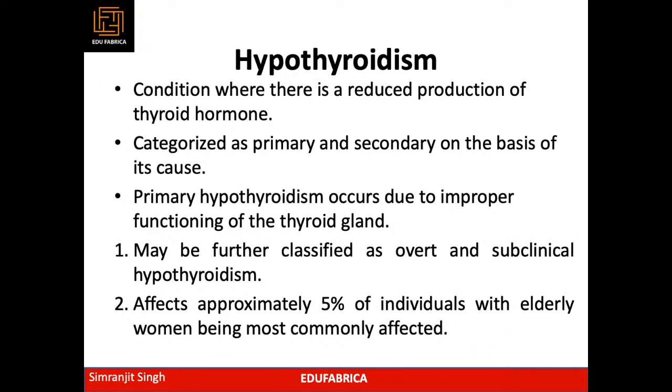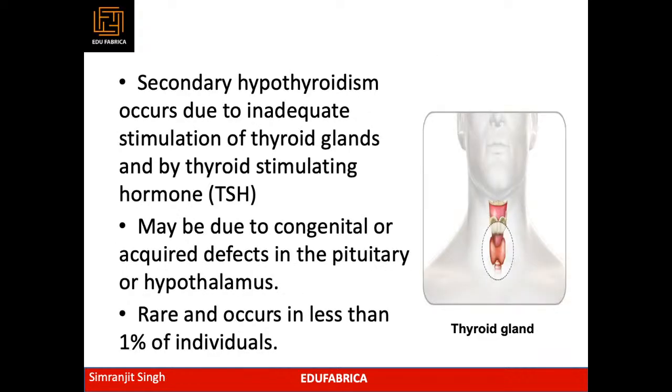These are conditions where there is reduced production of thyroid hormone, categorized as primary and secondary on the basis of causes. Primary hypothyroidism occurs due to improper functioning of the thyroid gland, may be classified as overt or subclinical hypothyroidism, and affects approximately 5% of individuals, with elderly women most commonly affected. Secondary hypothyroidism occurs due to inadequate stimulation of the thyroid gland by thyroid stimulating hormone, that is TSH, and may be due to congenital or acquired defects in the pituitary or hypothalamus. It is rare and occurs in less than 1% of individuals.